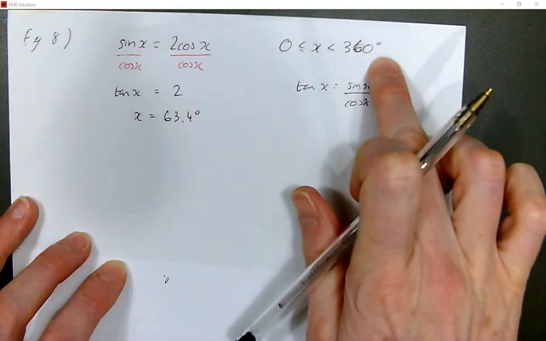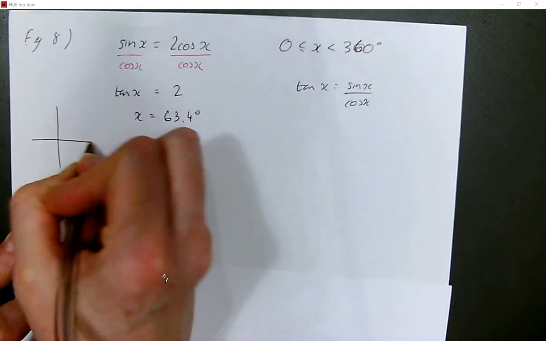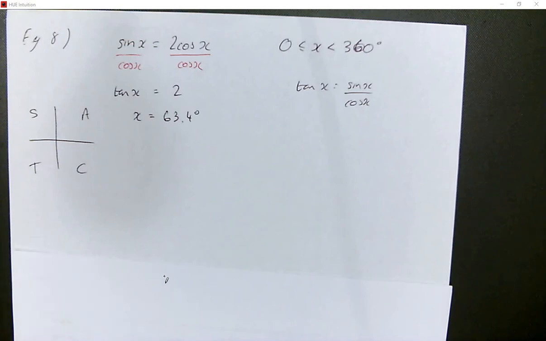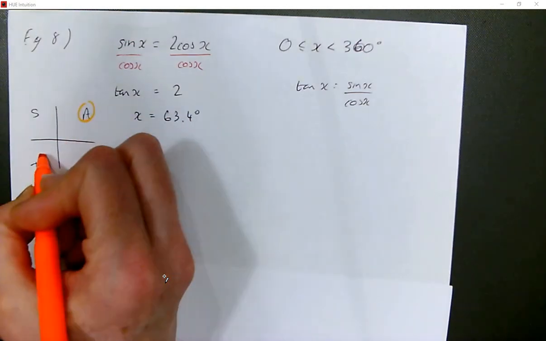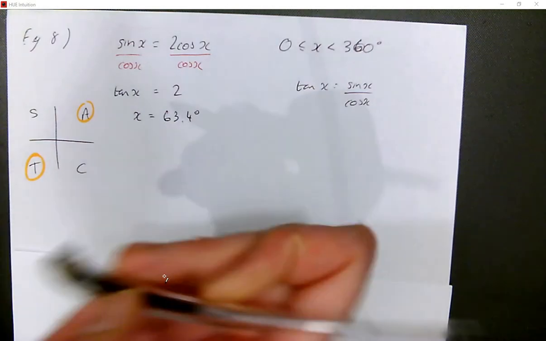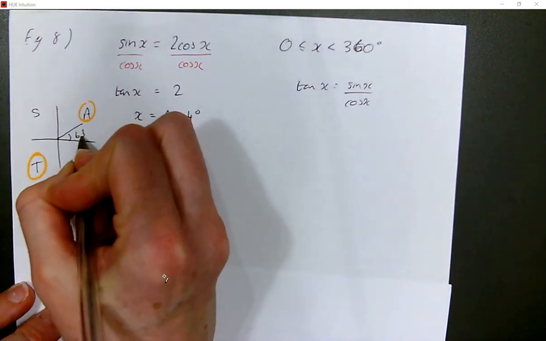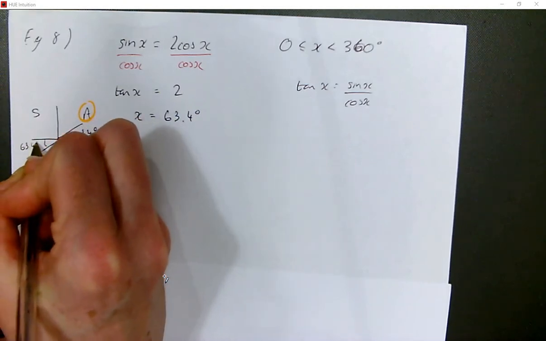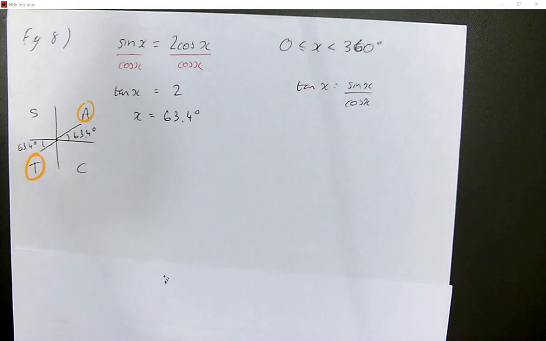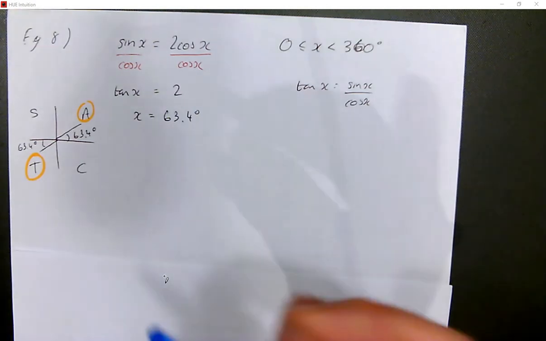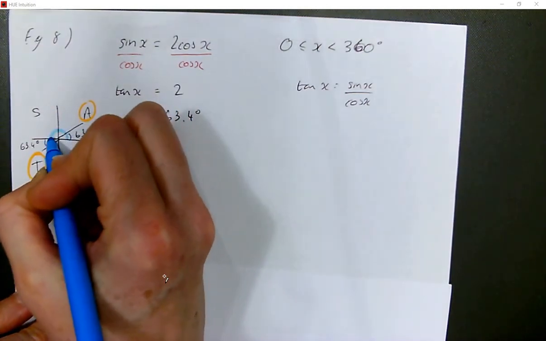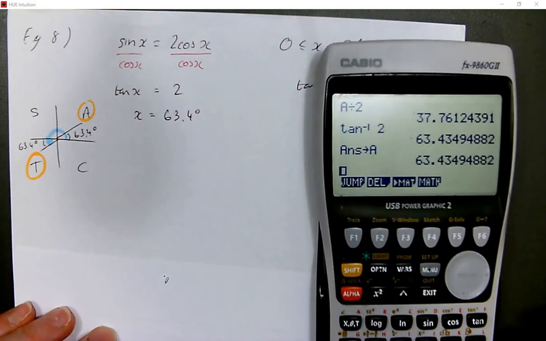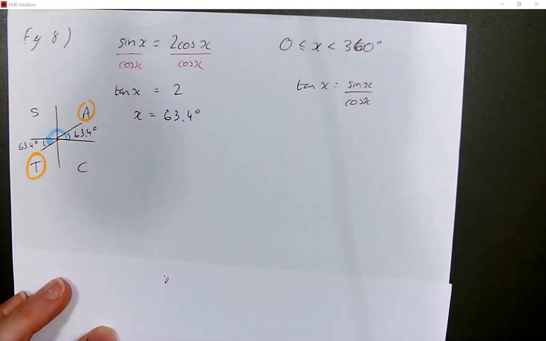We're going from 0 to 360, so we have our CAST diagram. We look for where tan is positive. Tan is positive in the All and the Tan section. We draw our sticks in there. So we can see, if you're whirling around from 0, you get your 63.4, and the next one will be 180 plus 63.4, which is 243.4.